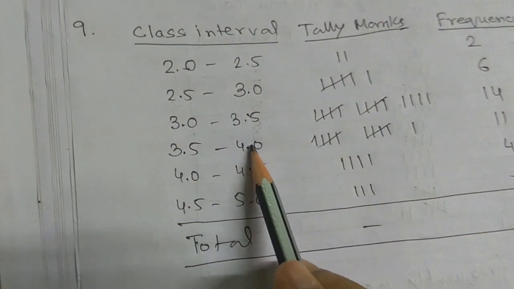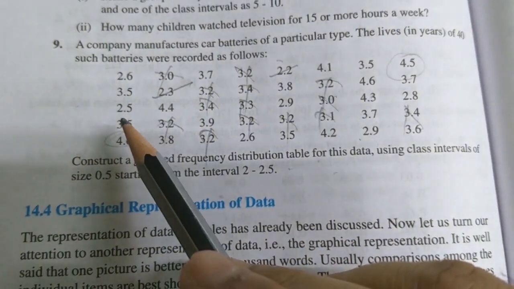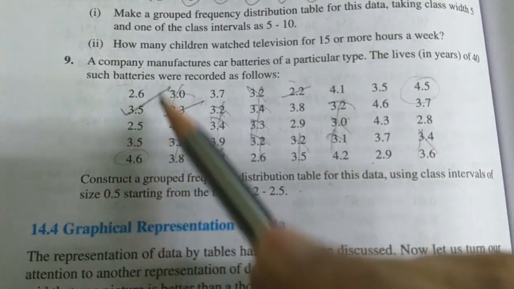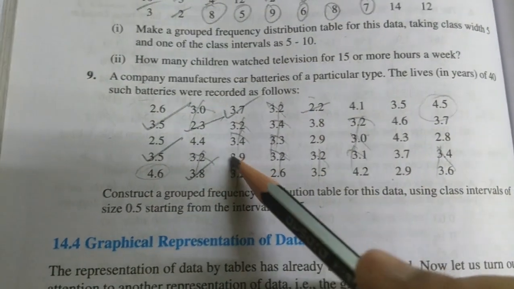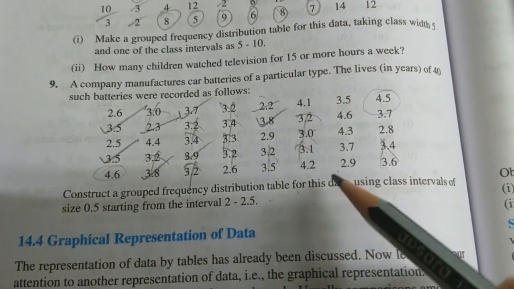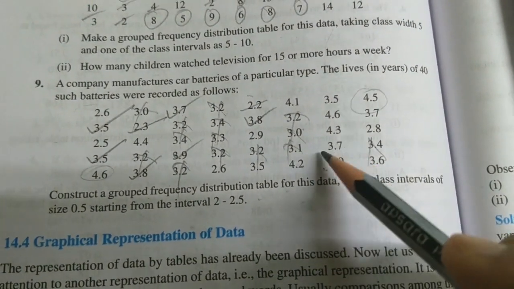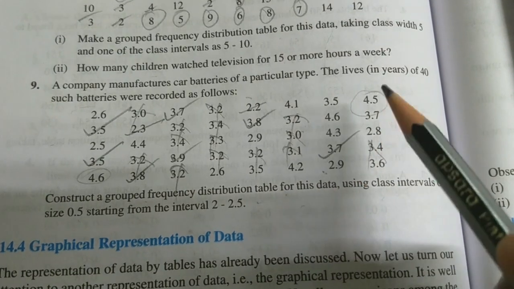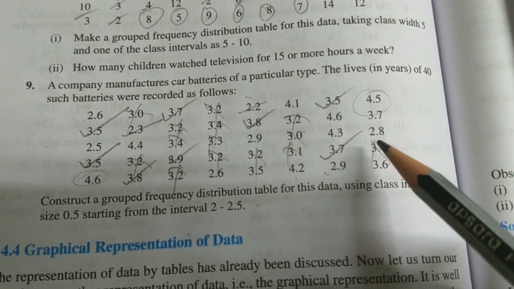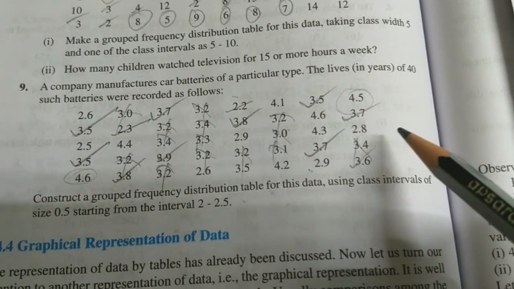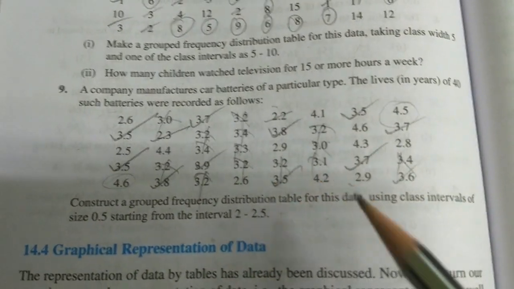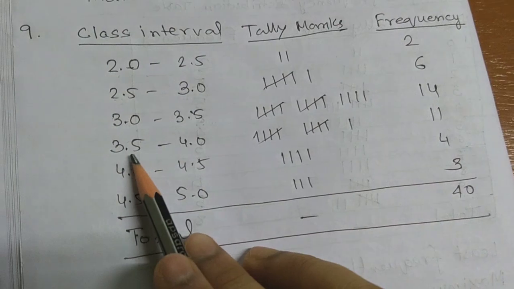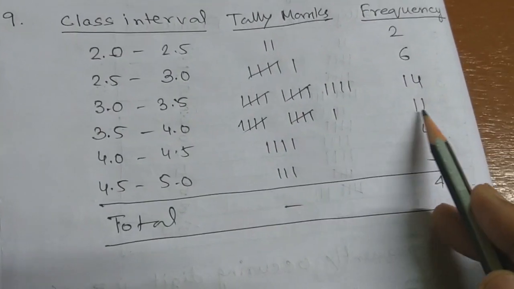Then 3.5 to 4.0. Let's check. We can take up to 3.9. Counting: 1, 2, 3, 4, 5, 6, 7, 8, 9, 10, and 11 here. So there are 11 data between 3.5 and 4.0.